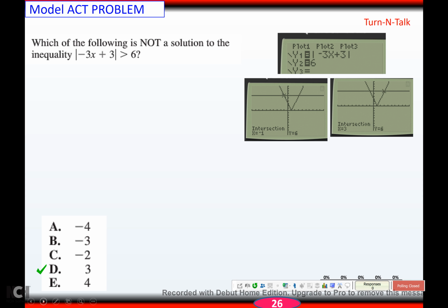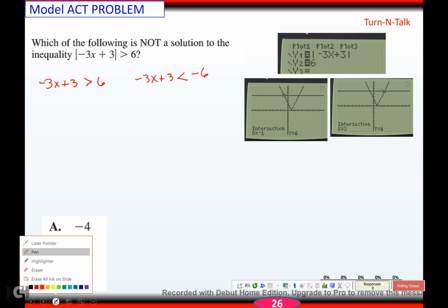And hopefully you got 3. I left the calculator stuff up there, sorry. All right, by hand: drop the bars, drop the inequality, keep the sign; drop the bars, flip the inequality, change the sign. Drop, drop, keep, drop, flip, change.